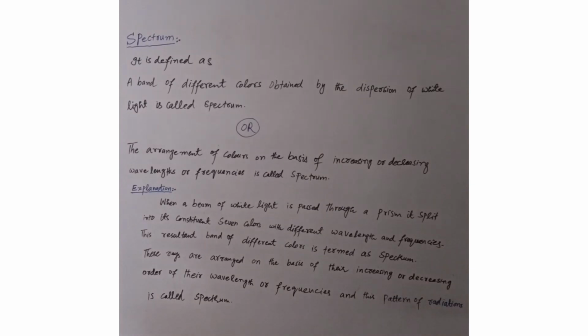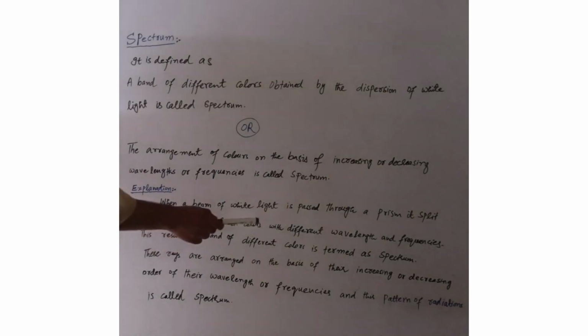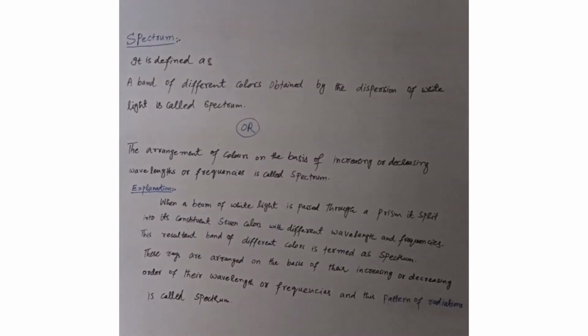Spectrum is basically the arrangement of colors on the basis of increasing or decreasing frequencies or wavelengths. When we arrange on this basis, that is called spectrum. Now, explanation of spectrum. When a beam of light is passed through a prism, it splits into its constituent 7 colors with different wavelengths and frequencies. The resultant band of different colors is termed a spectrum.